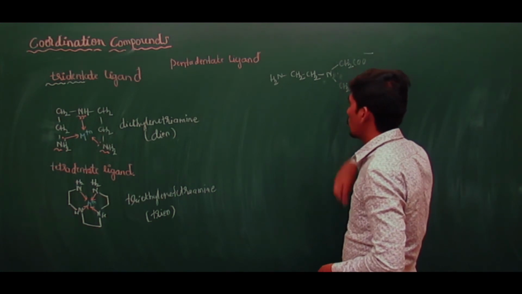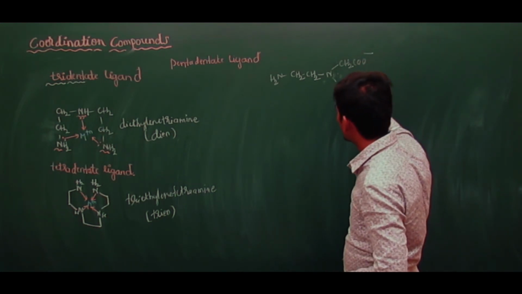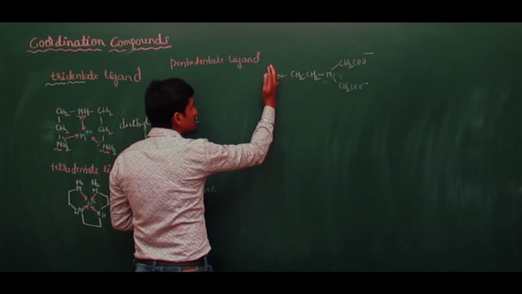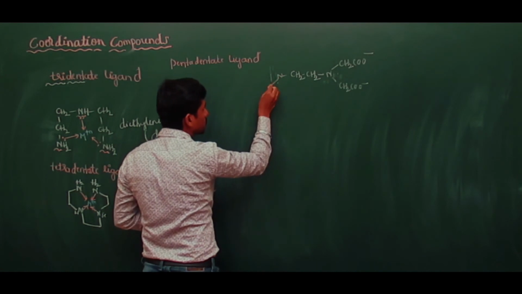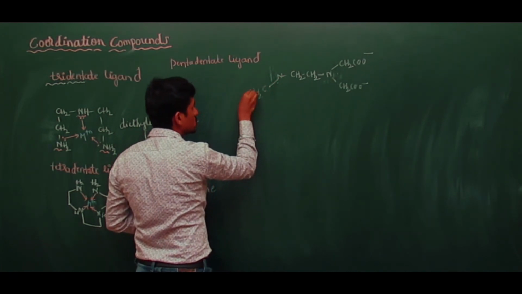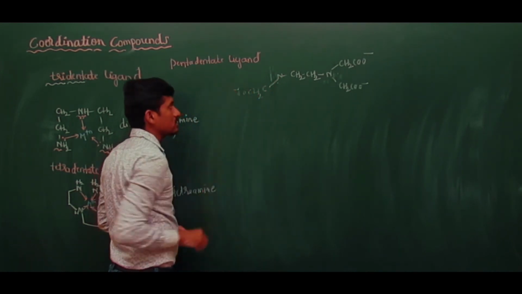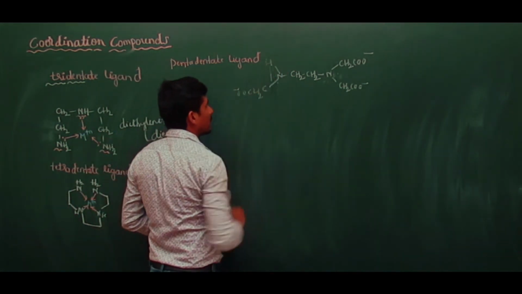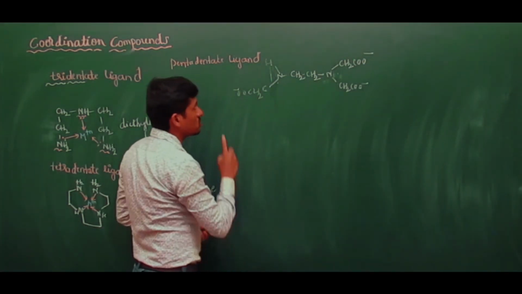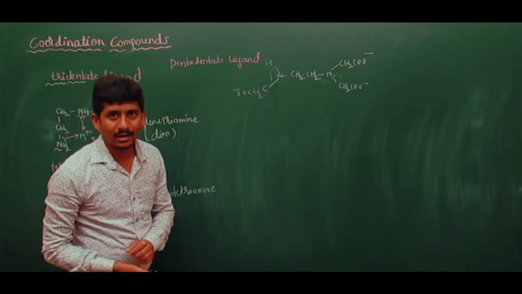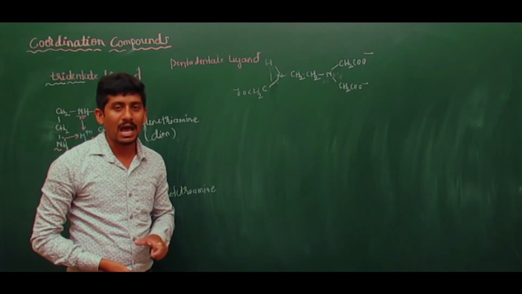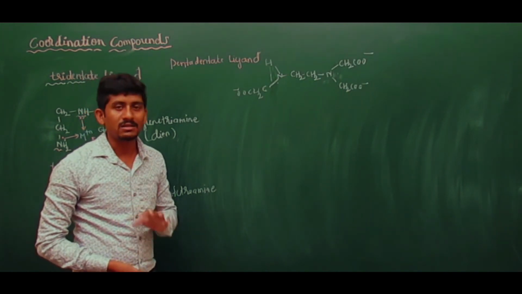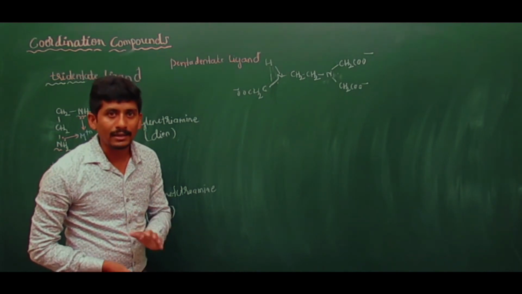CH2COO minus. How many donor atoms? 1, 2, 3, 4. Next, one more hydrogen atom is replaced by CH2COO minus. How many? 5. Retain one hydrogen atom as it is, right? So this is an example for pentadentate ligand. How? Because it has 5 donor atoms, denticity is 5, hence it is a pentadentate ligand.